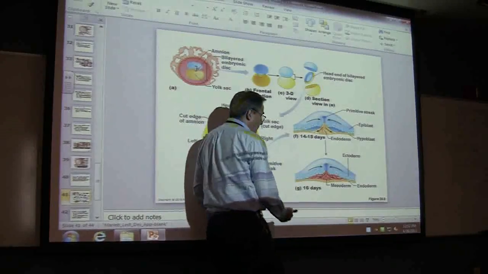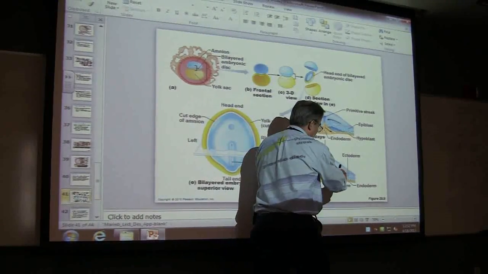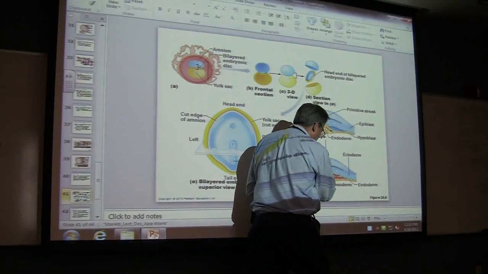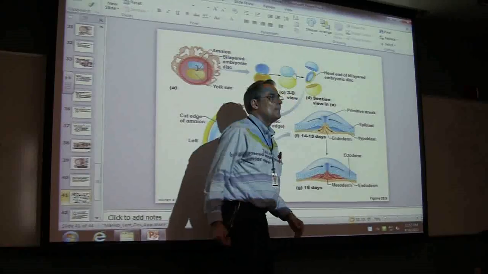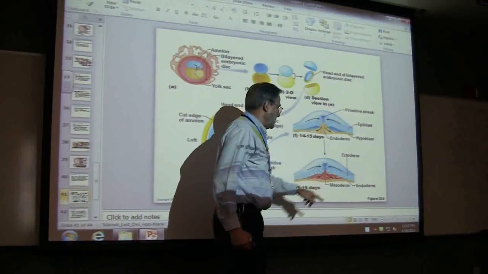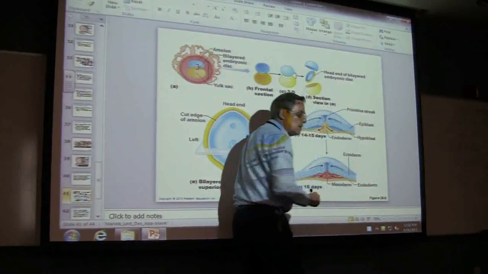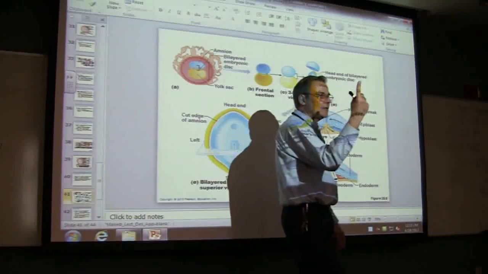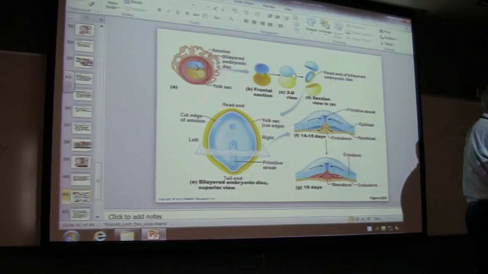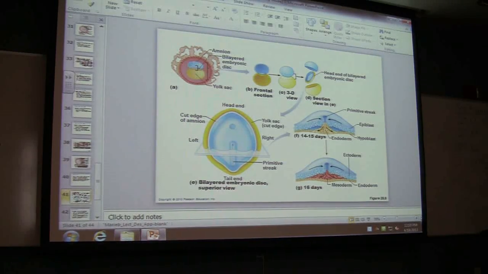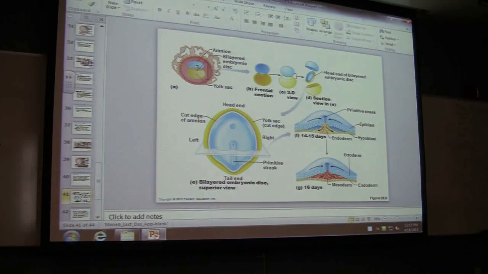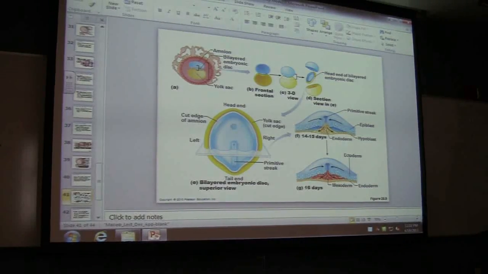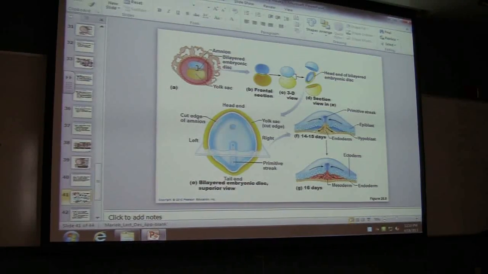The next cells that come in move across the surface of the embryonic disc, amnion side, and pass through the primitive streak and spread out below, mesoderm, and they're shown in red. The cells that remain on the surface then become ectoderm. So now you've got your three primary germ layers. Ectoderm on the surface, mesoderm in the middle, and endoderm below. They're called the primary germ layers. These will give rise to all the tissues and organs in the body.